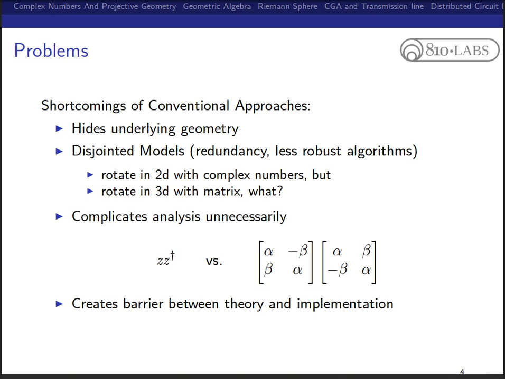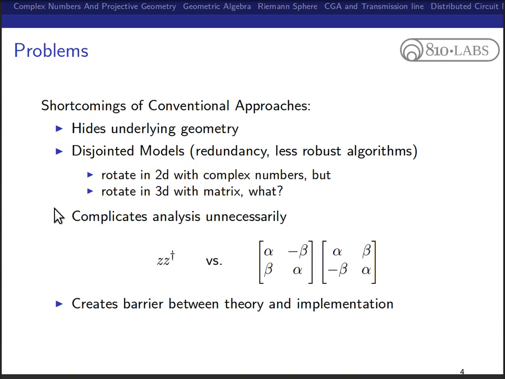Like I was describing just a second ago, a major shortcoming is that the underlying geometry is hidden. Another large problem is that using these dissimilar systems creates disjointed models, so there's a lot of redundancy, and this results in less robust algorithms. To give you an example, in two dimensions we know that you can rotate vectors with complex numbers, but in three dimensions we have to start using rotation matrices. So why is that? What's the problem? Why can't we do the same thing in both spaces?